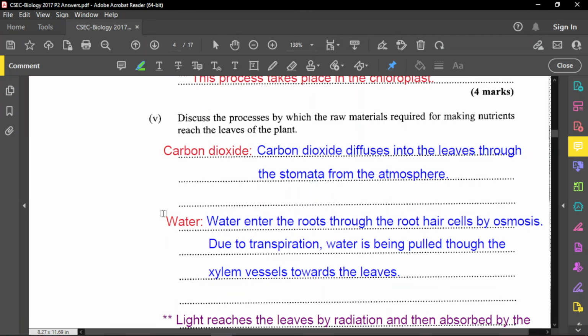Now, water, however, will enter the roots through the root-hair cells by a process called osmosis. And of course, due to transpiration pull, right? Then, matter of fact, you can even include here capillary action. So due to capillary action, due to transpiration pull, due to evaporation of water, water will create a continuous flow from the roots into the leaf.